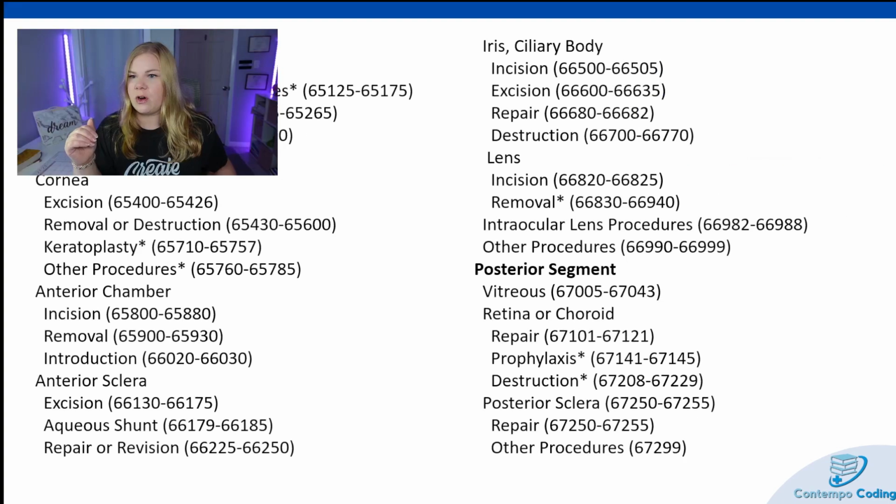Then we get into our iris ciliary body. Nothing unusual here. Incision, excision, repair, destruction. Then we get to our lens incision and removal. And then we have our intraocular lens procedures. And those are for the cataract extractions and insertion of that replacement lens. So then we have our other procedures, and then we get into our posterior segment, vitreous, retina or choroid, repair, prophylaxis, destruction, posterior sclera, repair, other procedures.